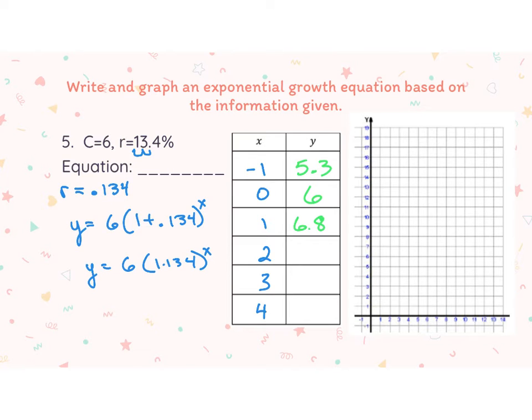About 7.7. 1.134 to the third times 6 is around 8.7. 1.134 to the fourth times 6 is about 9.9. I'll even do 5 here. 1.134 to the fifth times 6 is about 11.3. So -1 is approximately 5.3, 0 is 6, 1 is 6.8, 2 is 7.7, 3 is 8.7, 4 is almost 10, and 5 is 11.3.